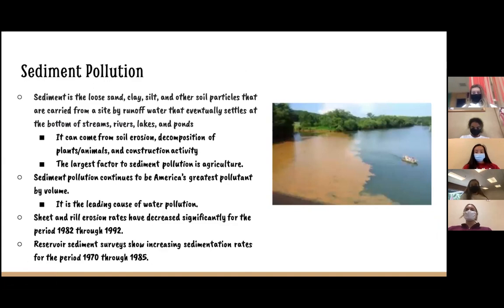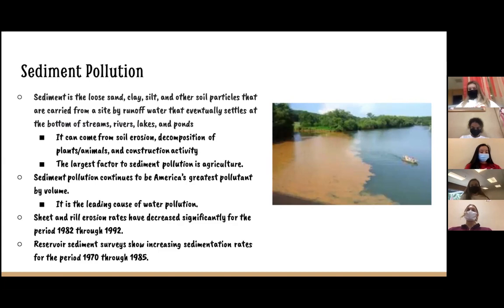Sediment pollution is sand, clay, silt, and other soil particles that are carried from a site by runoff water that eventually settles at the bottom of streams, rivers, lakes, and ponds, and any other bodies of water. It can come from soil erosion, decomposition of plants or animals, and it can also come from construction activity. The largest factor in sediment pollution, however, is agriculture.